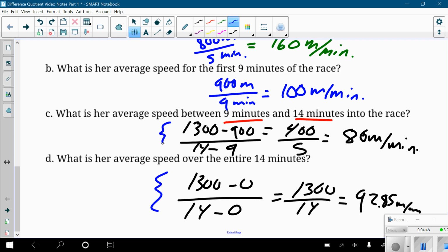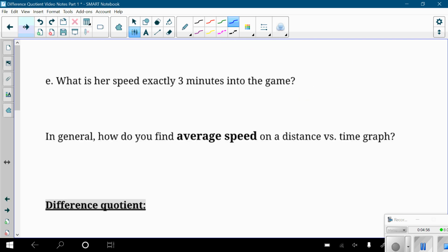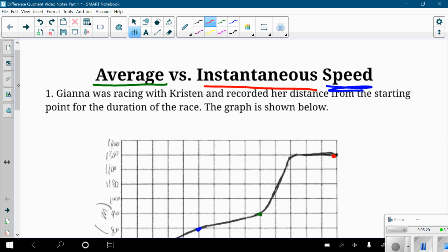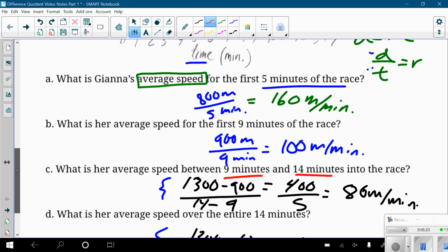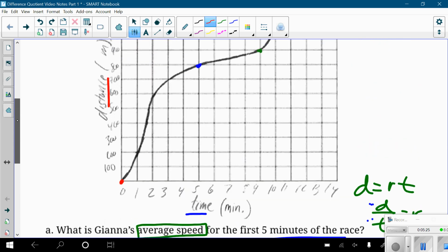But anyway, the interesting question, the new question, that's the calculus question, is E. And this is where it starts to get interesting. What is her speed exactly 3 minutes into the race, into the game? Okay, this is where it gets a little confusing because of this word exactly. I'm not asking for her average speed for the first 3 minutes. We could do that. We just do it the same way we did all these. I want to know her exact speed 3 minutes into the race.